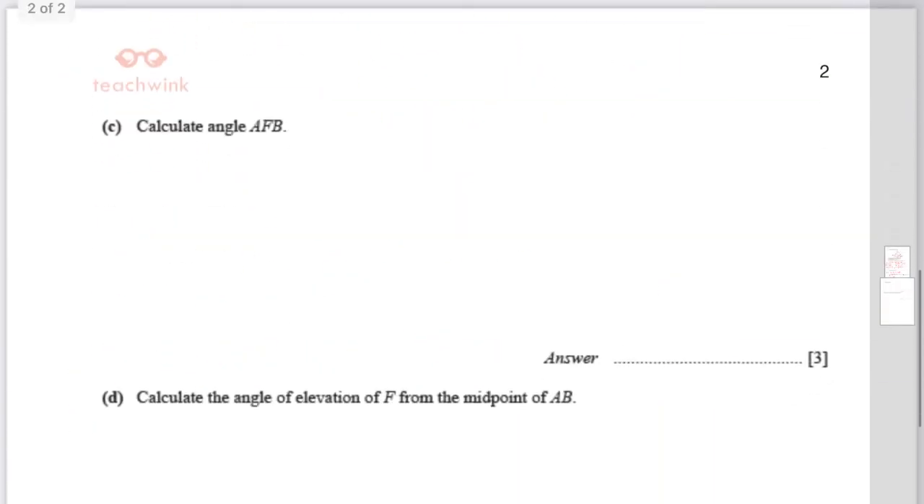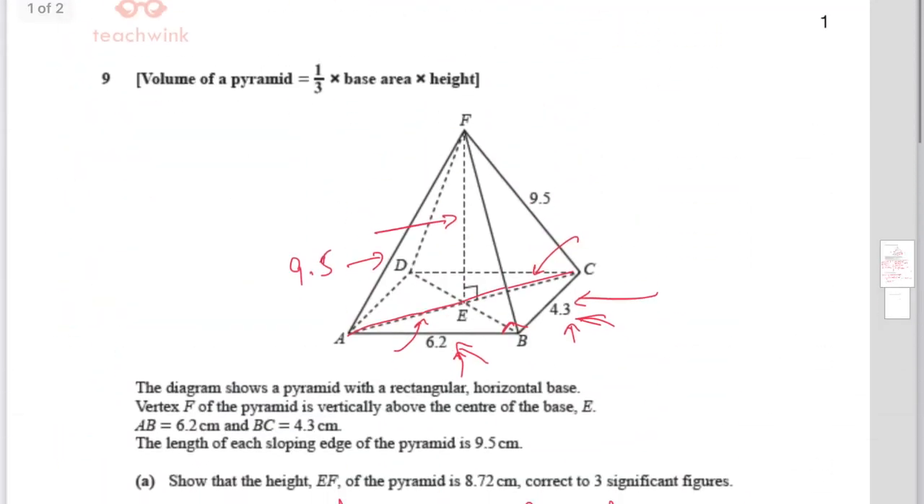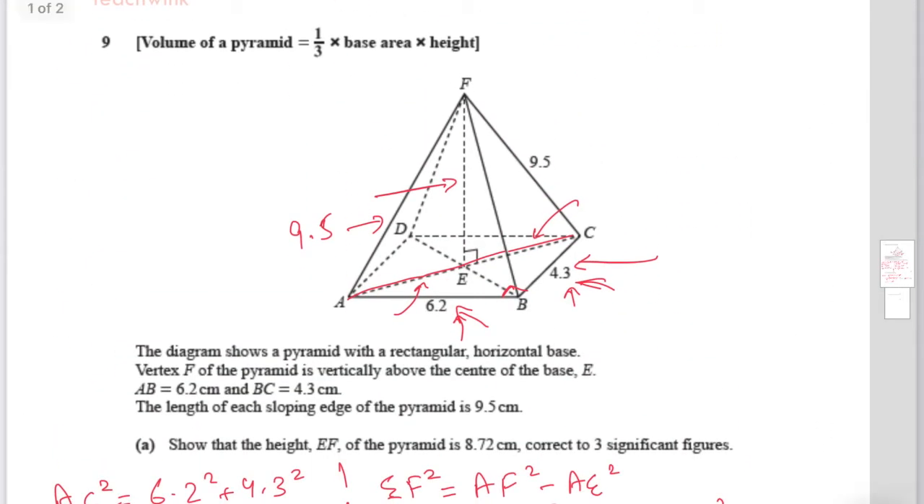Okay, next part of the question says, calculate angle AFB. So before we calculate that angle, let's remove these scribblings on the diagram.